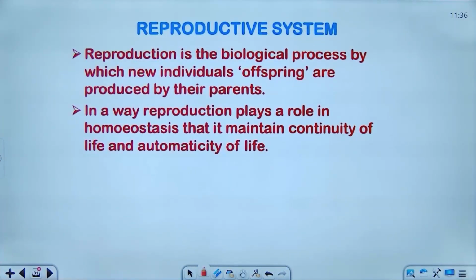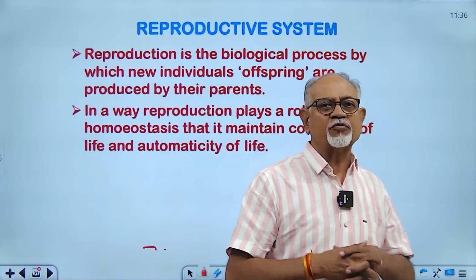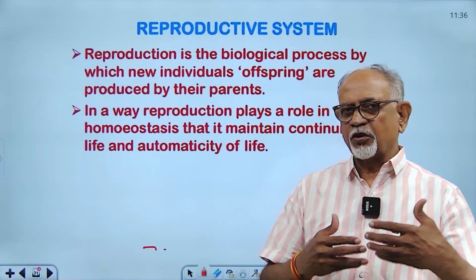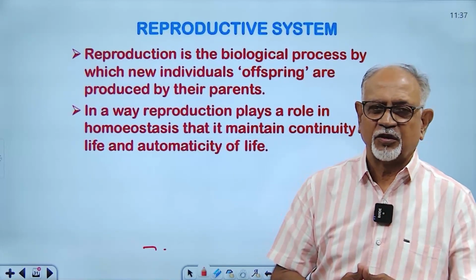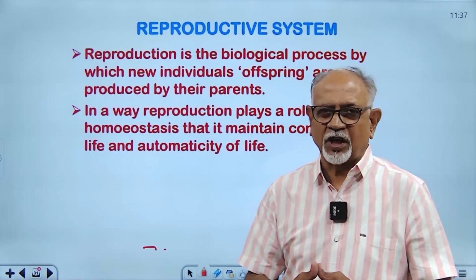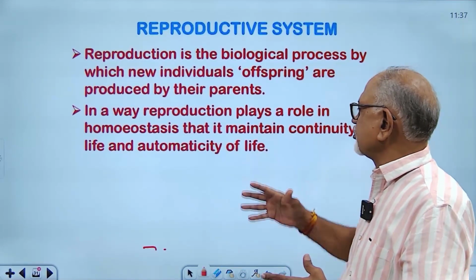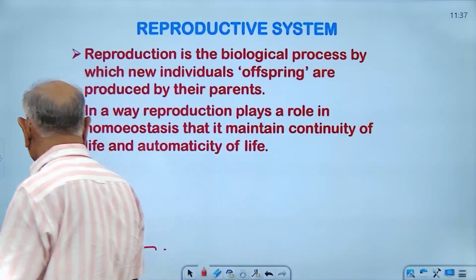Now, the reproductive system. The basic function of the reproductive system is to produce offspring for continuity of life. But then continuity of life is also a process by which autonomicity of life is maintained.